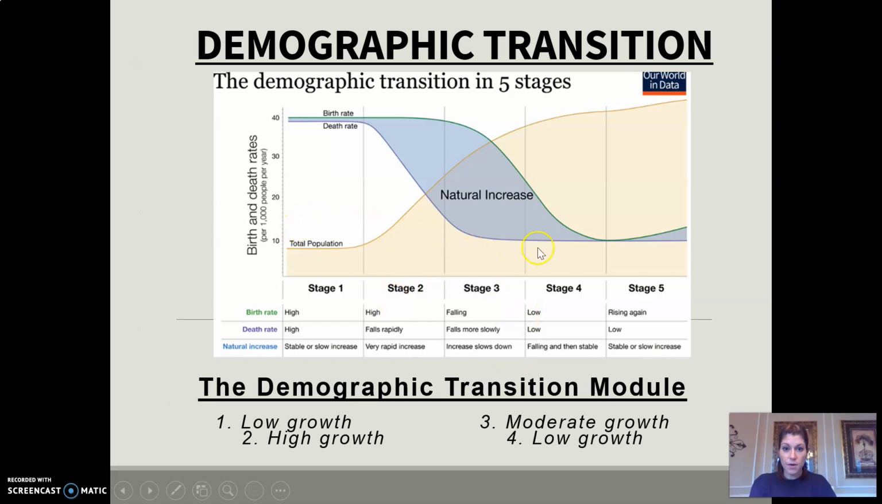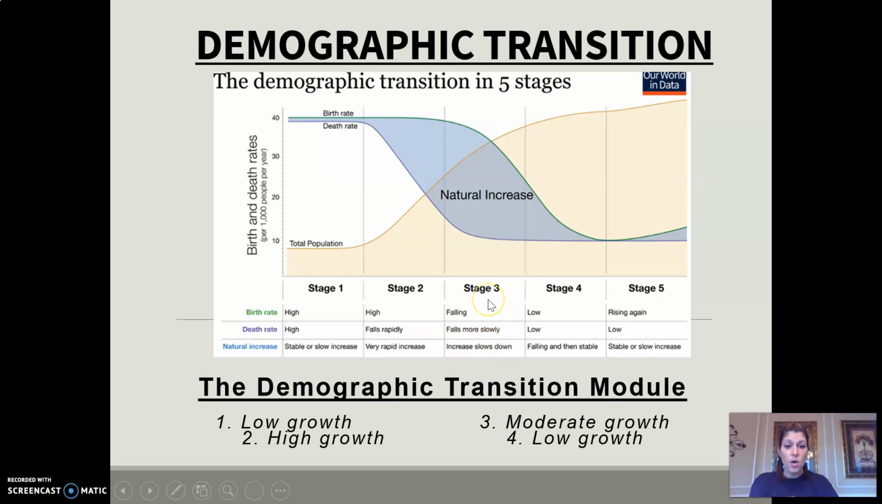So again, looking at the actual model, we have 4 stages and a 5th unofficial stage. In our first stage, for our natural increase rate, we're going to see low growth. The reason for this is that we have high birth rates, high death rates, and they essentially cancel each other out, and we'll see low growth. In stage 2, we'll see high birth rates, but death rates drastically drop, so we're going to see high growth in their population.